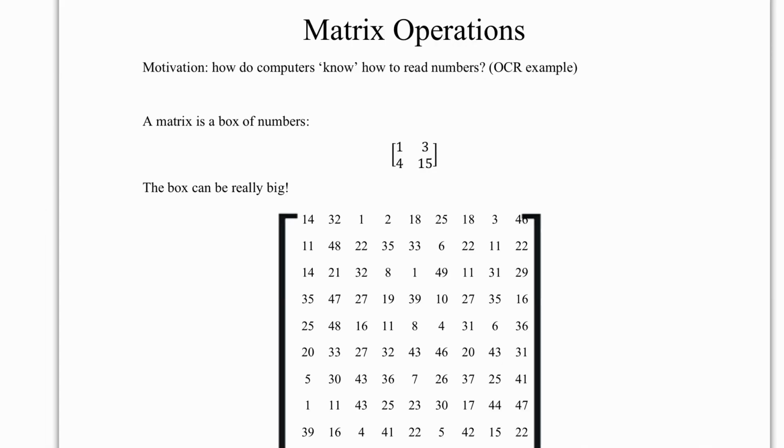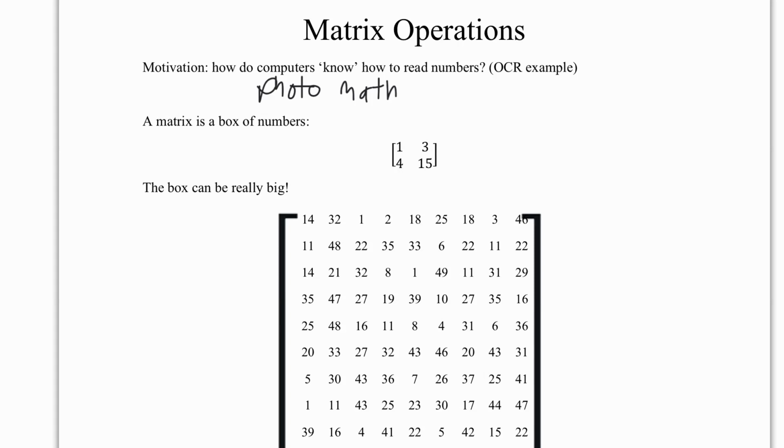And so, let's start with matrix operations. Now, for a motivation, a question you might ask is, how do computers know how to read numbers? If you think about it, you can sometimes take your phone and scan things. You might have seen something like PhotoMath. It's definitely an app worth checking out as a math student. You can point your phone at a piece of math and it'll often do the math for you.